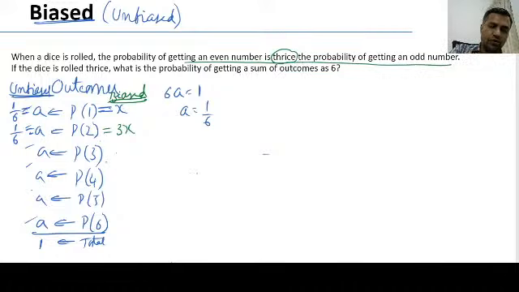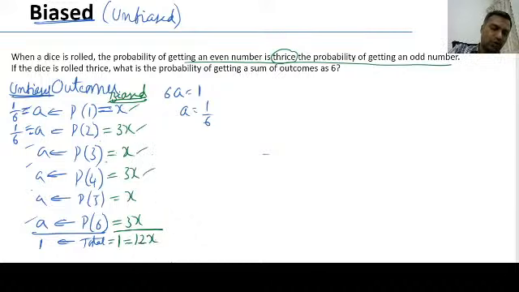Therefore, the probability of getting 2 is 3X. What about the probability of getting 3? X. What is the probability of getting 4? 3X. Likewise, this is X and this is going to be 3X. Add them, friends. What is the total probability? Total probability is 1. Now look at the X's here: it's 4, then 5, likewise you get 12X. 12X is equal to 1. Therefore, X is equal to 1 by 12.